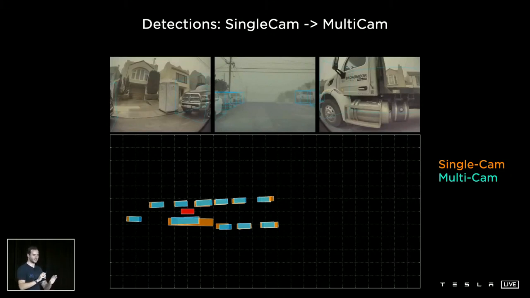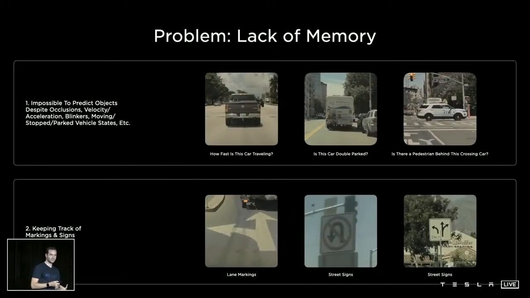OK, so at this point, we have multi-camera networks, and they're giving predictions directly in vector space. But we are still operating at every single instant in time completely independently. So very quickly, we discovered that there's a large number of predictions we want to make that actually require the video context. And we need to somehow figure out how to feed this into the net.